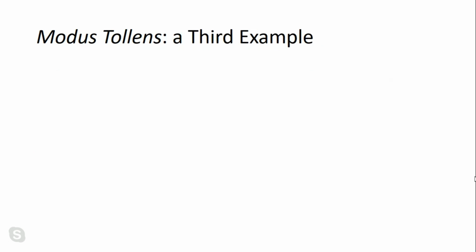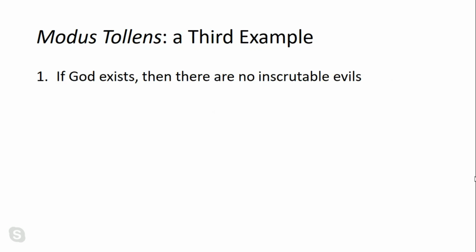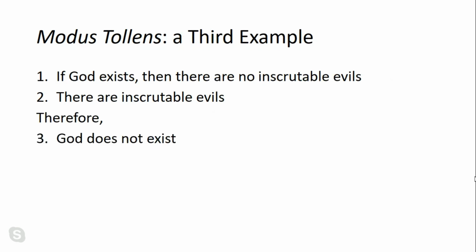Here's a third example. If God exists, then there are no inscrutable evils, evils for which it is impossible to see any morally sufficient reason. But there are inscrutable evils. Therefore, God does not exist. So if you were cheering on the previous example, then maybe this one will not strike you as being as much fun, and vice versa. If you didn't like the previous one, maybe you'll like this one better.